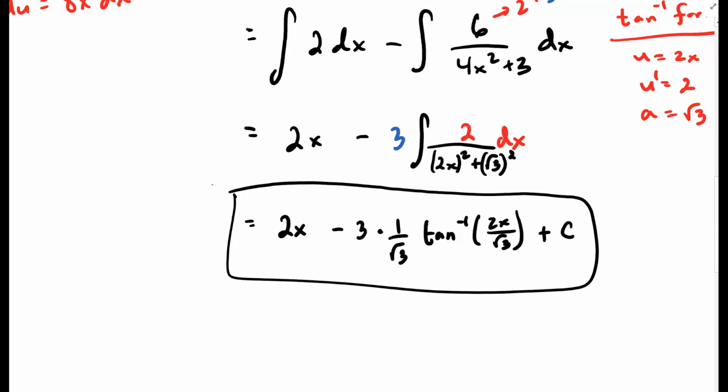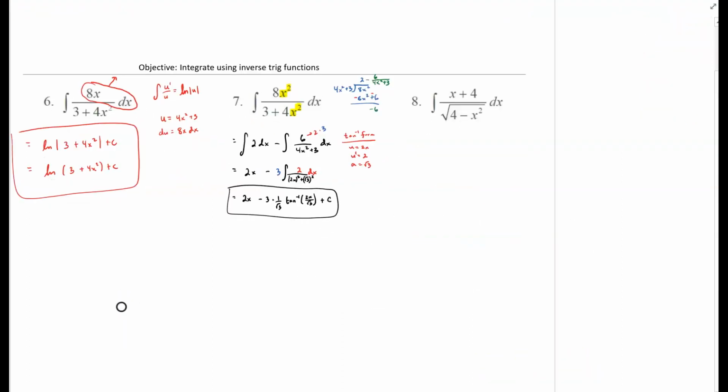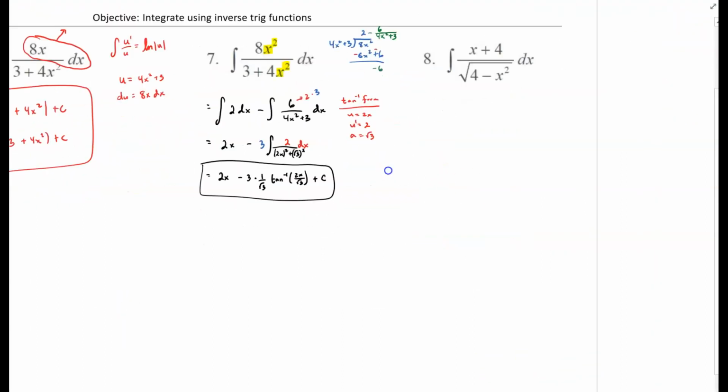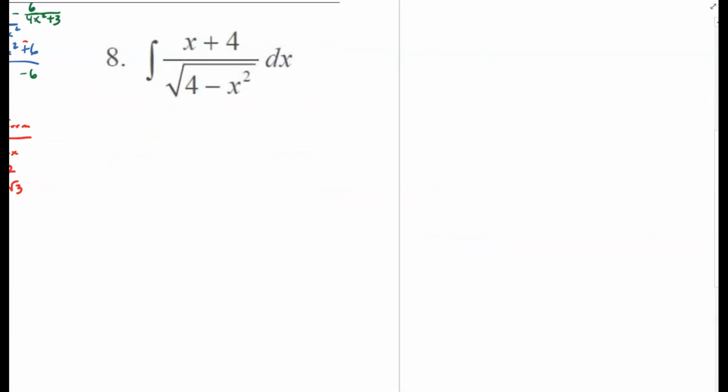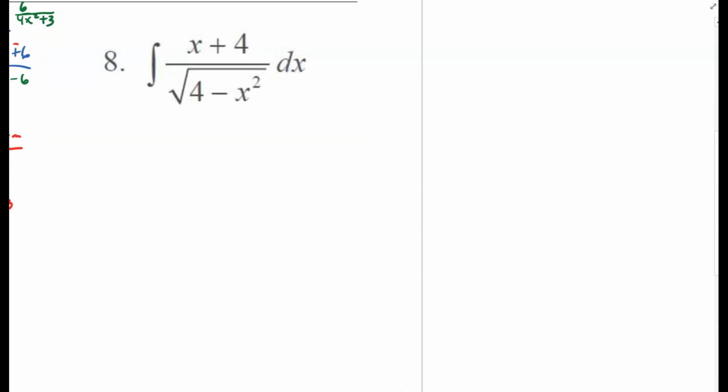All right, so that one is similar again to example number 5 for that backend, okay? All right, last example of this long video. Here I am going to go ahead and integrate x plus 4 over the square root of 4 minus x squared dx.